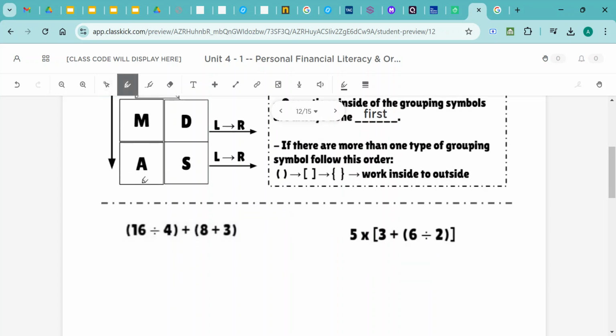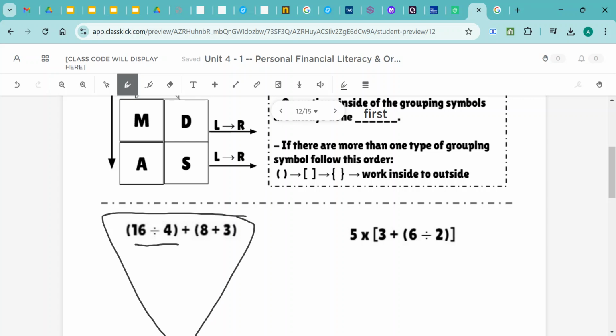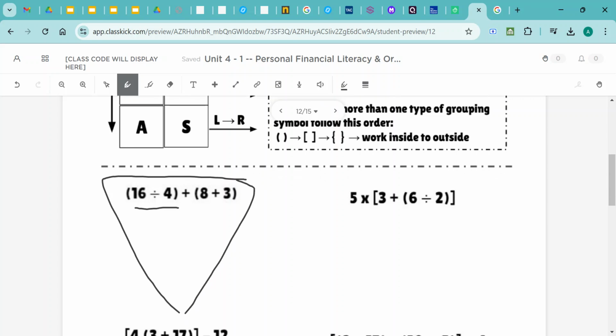Okay, so here we notice in our first problem, we have 16 divided by 4 in parentheses plus 8 plus 3 in parentheses. So which one do we solve first? Because according to PEMDAS, we solve parentheses first. We're going to solve whichever one's on the left. Okay? So we're going to do 16 divided by 4. I'm going to underline that part. Oh, forgot to draw my little triangle.